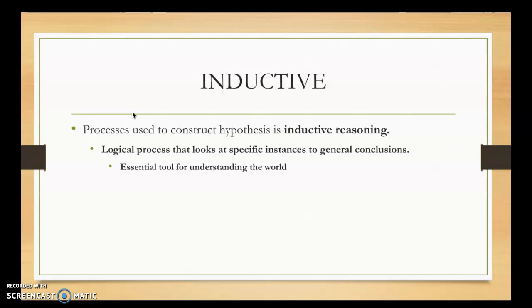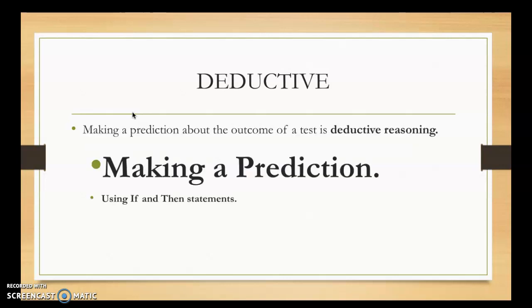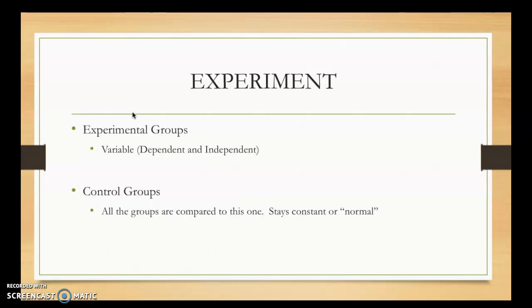Sometimes we can do this by what we call inductive reasoning, and this is a way that we construct a hypothesis, which is a logical process. We look at the scientific instances and general conclusions as essential tools to understand the world. So when I just made up my hypothesis about my cat possibly being in the closet, the one making the noise, those are essential tools from the understanding of the world that I have. So I'm using inductive reasoning. Deductive reasoning is making a prediction or an outcome, again using if and then statements.